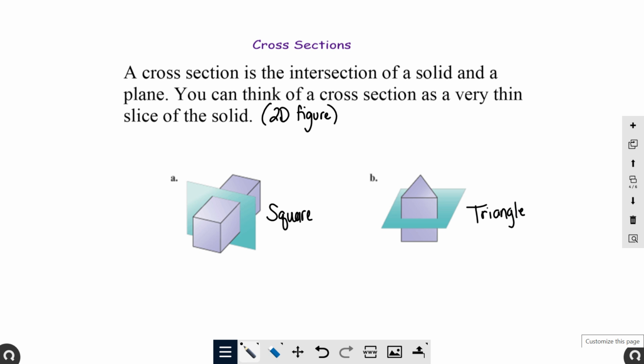Another way of thinking about these is also thinking about a stamp. Imagine that this was a big stamp and I went boop like that on my paper. What shape would I see?